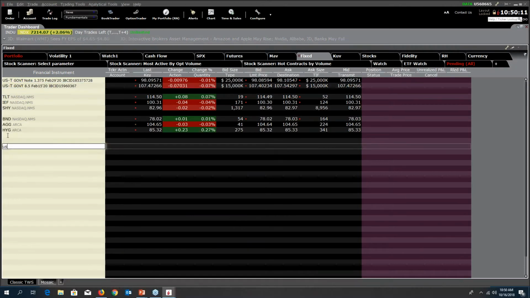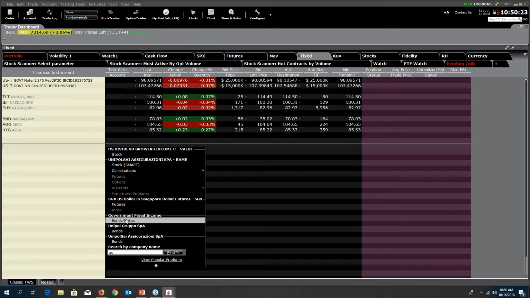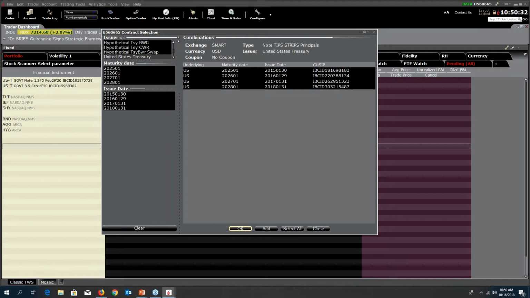If I type in US, and you'd have to have quotes for this. I'm not sure most of you have it or that you'd even want it on your account specifically, but you could do this on your own personal Interactive Brokers account. If I go to government fixed income, so I type in US, I go to bonds and notes, I can say I want US Treasuries, and then I can pick maturity dates.